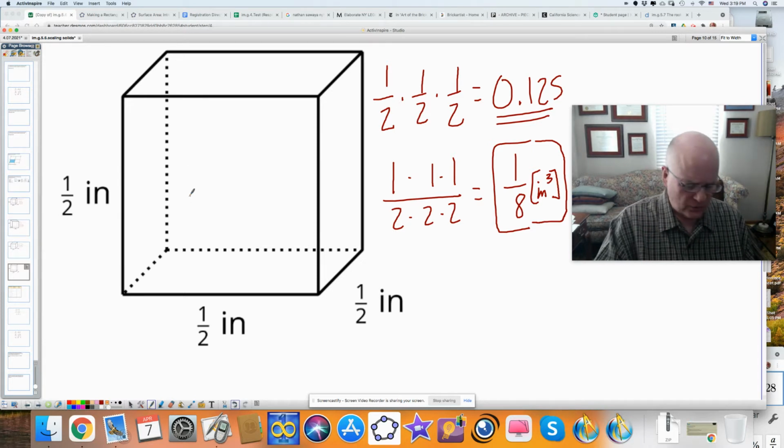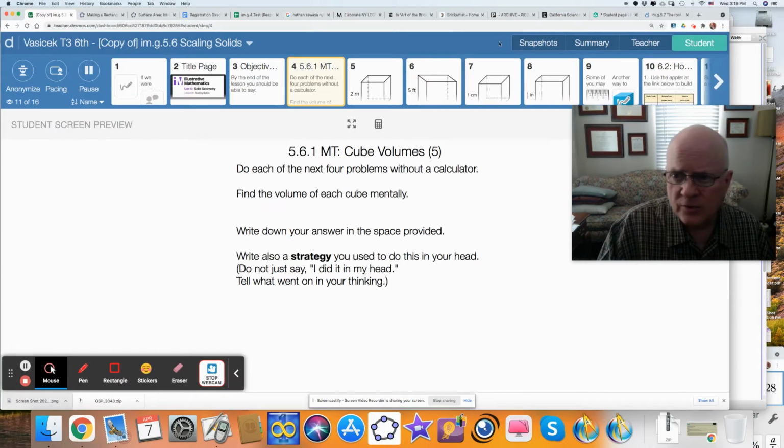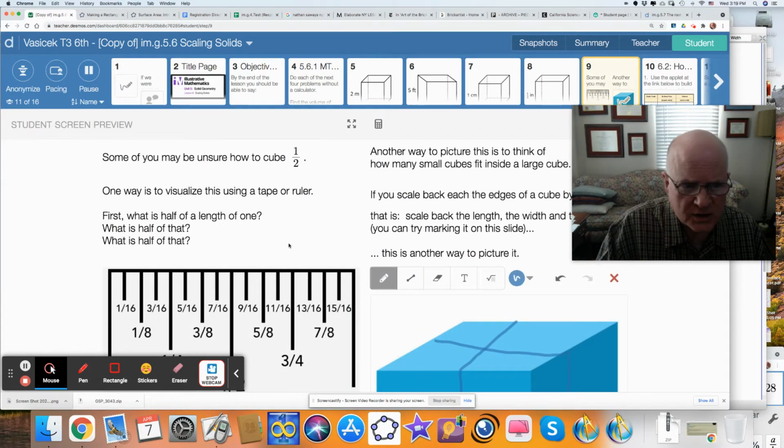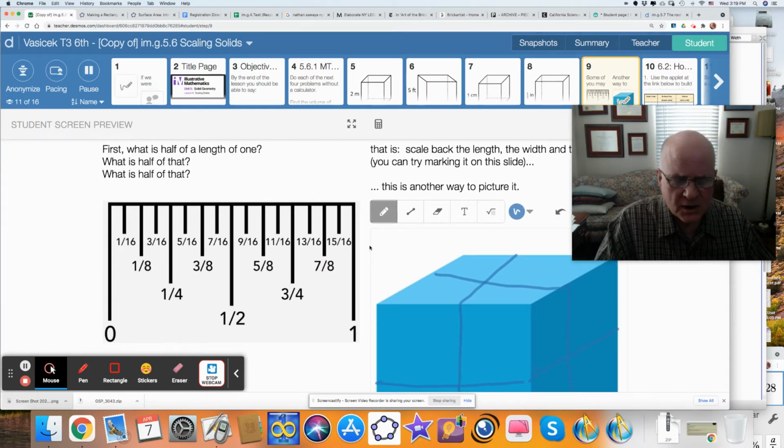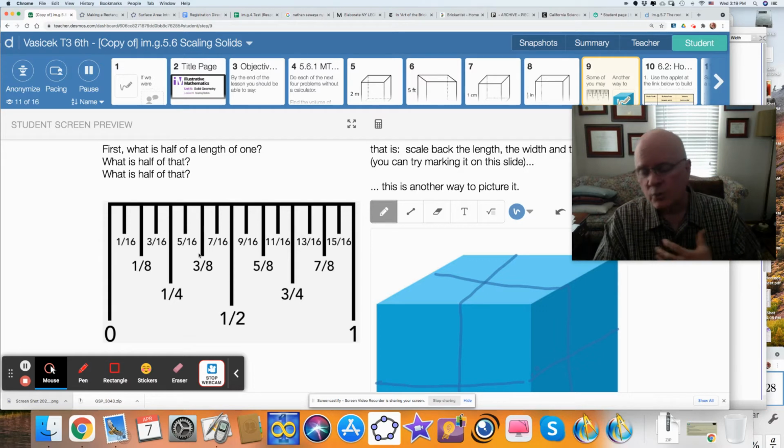When we look at this in the Desmos, there's some discussion about this. One of the questions was, some of you may be unsure how to do this. One way to do it is to look at this ruler. If I take half of 1, that's 1/2. And if I take half of that, that's half times a half, it's 1/4. I take half of that, that's half times a half times a half, which is 1/8. And if you work with wrenches, maybe your wrench sets are going to be 3/16 and 7/16, and this business of the royal units of feet and inches and stuff.